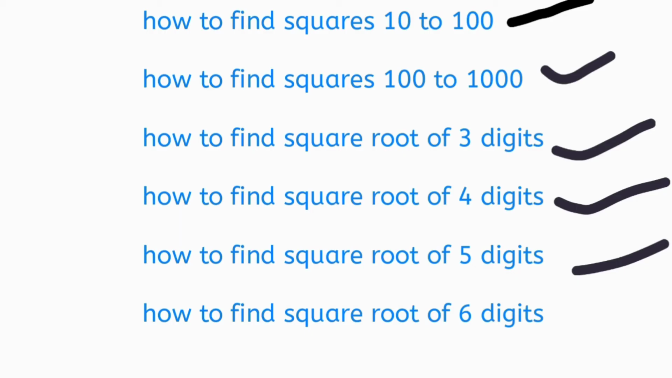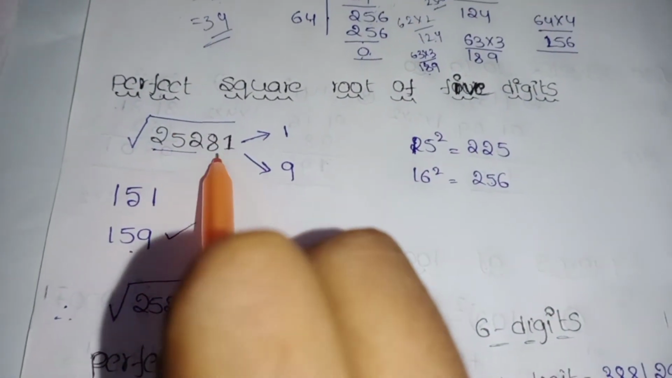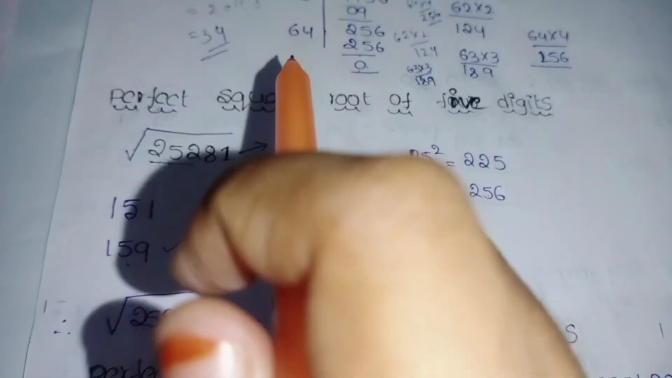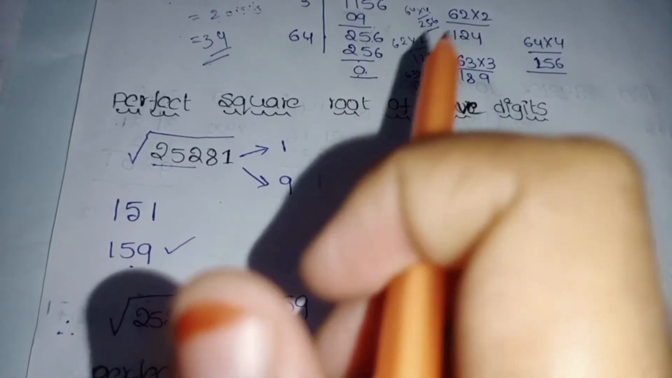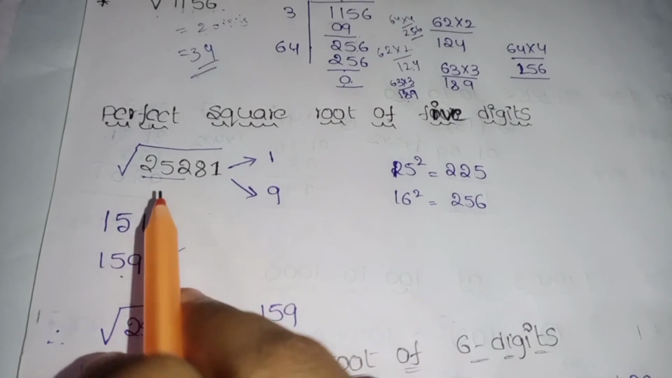Next one, how to find the square root of 5 digits. Let us say an example. To find the perfect square root of 5 digits. In the root, I am having 5 digits. So my answer is in how many digits? Can you guess? It must be in 3 digits, right?